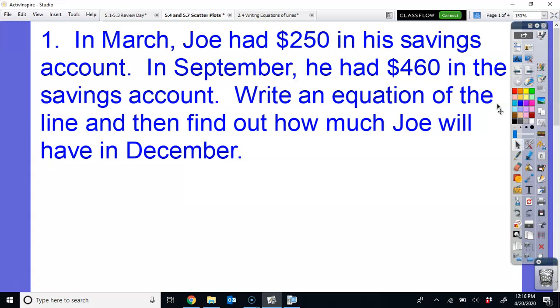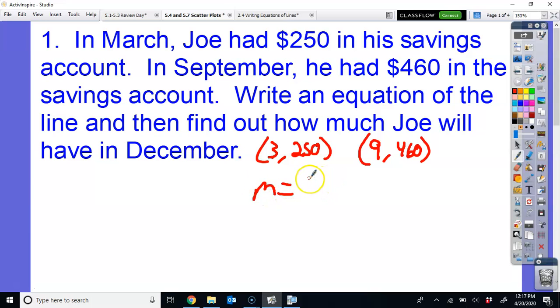So in March, Joe had 250. In September, he had 460. That, guys, right there is 2 points, just like we had just a little while ago. March is the third month. He had $250. September is the ninth month. He had 460. Now we can use these 2 points to find my slope, y2 minus y1 over x2 minus x1.